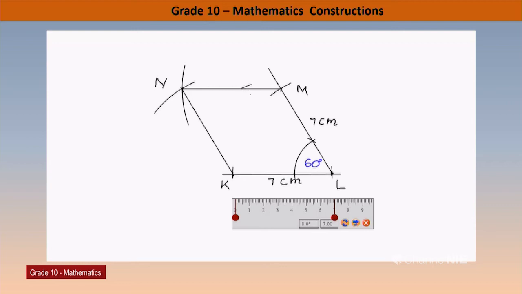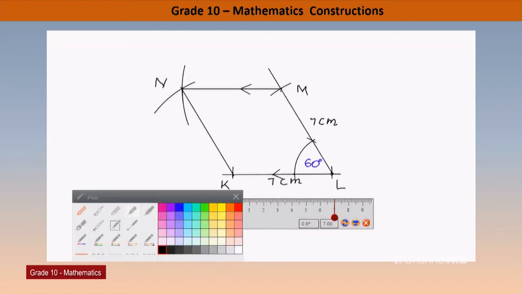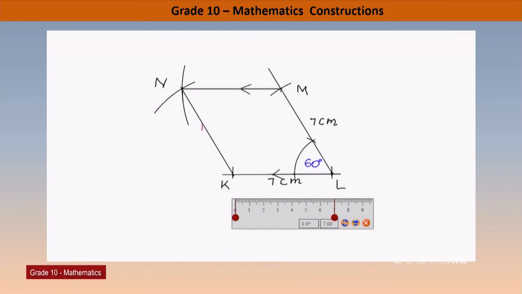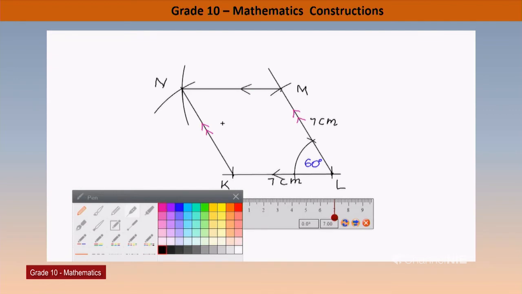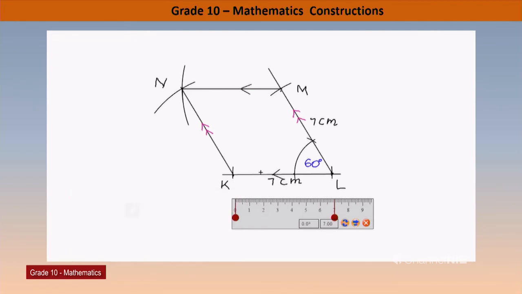So, this is a rhombus. So, we have to mark special symbols. These KL as well as MN are parallel lines. So, we can mark that 2 lines are parallel. Even KN and LM are also 2 parallel lines. So, we can mark that 2 lines are parallel. And see, this is a rhombus. How to represent that this is a rhombus? All the sides are equal. So, we have to mark that all the sides are equal.